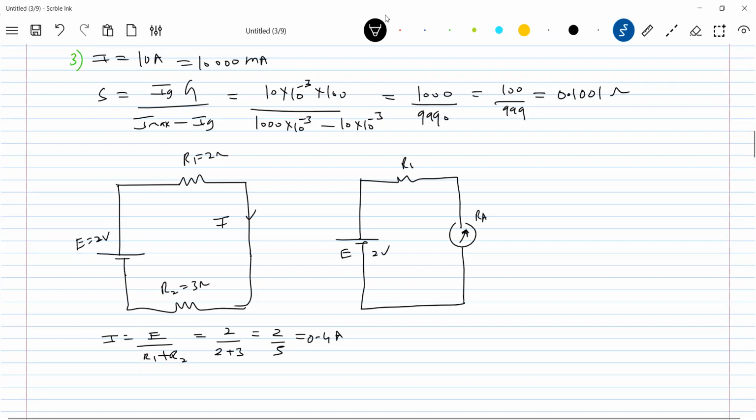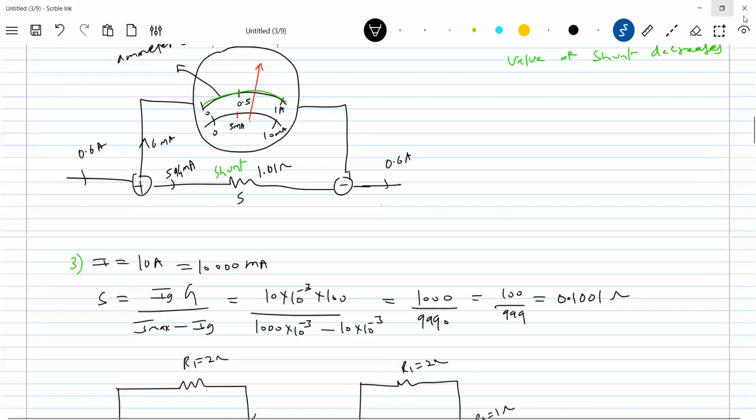2 volt. R1 is 2 ohm. Here one resistor, R2 3 ohm. Let the internal resistance of this ammeter be 1 ohm, because definitely I can never get an ammeter with zero internal resistance. So why is it not possible? Look at this. What is the ammeter resistance? The formula will be GS by G plus S.